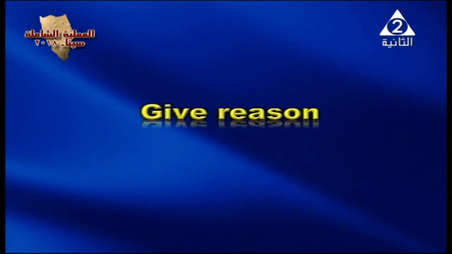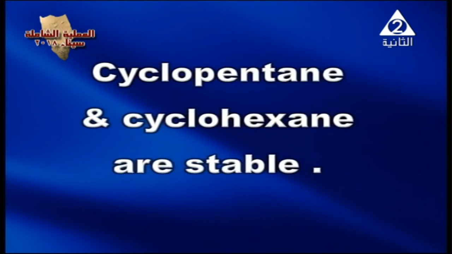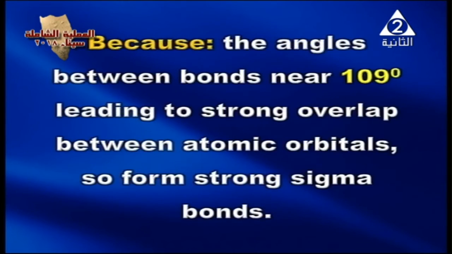Another give reason in this point. Cyclopentane and cyclohexane are stable compounds. The reason for that is that the angle between the bonds is near 109 degrees, which is found in alkanes, leading to strong overlap between the atomic orbitals, so they form strong sigma bonds.